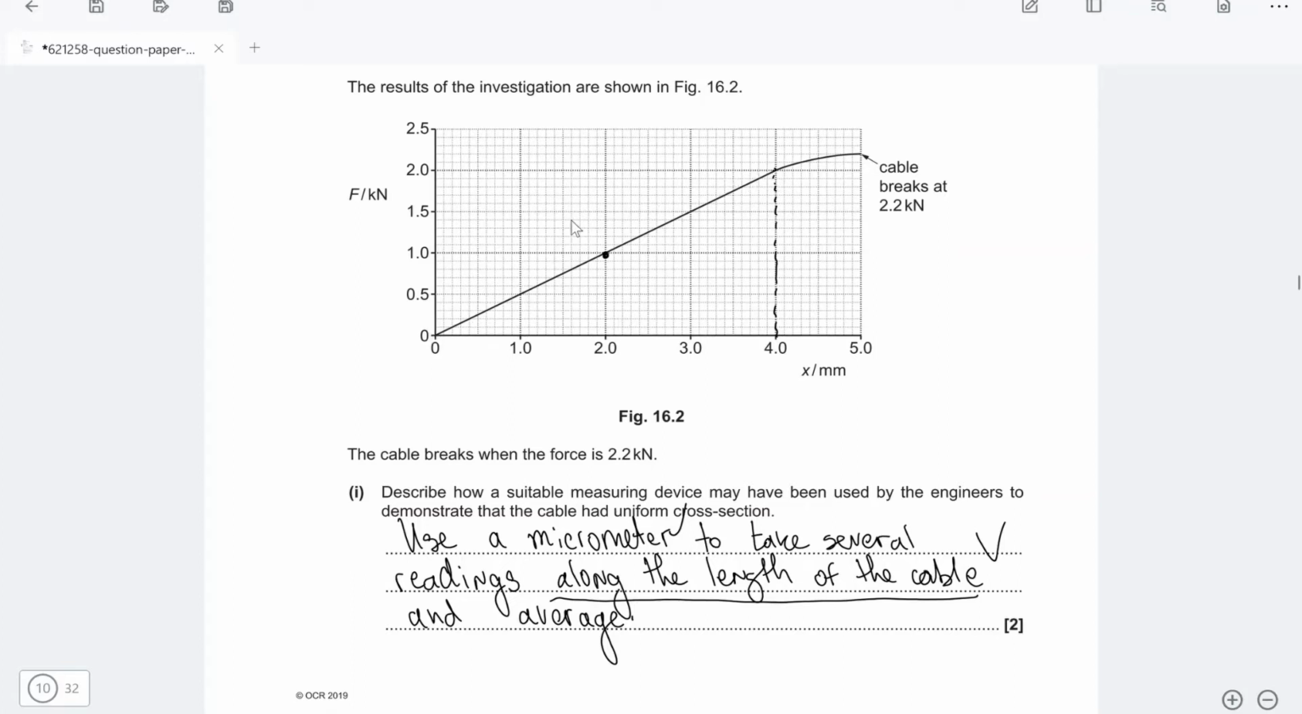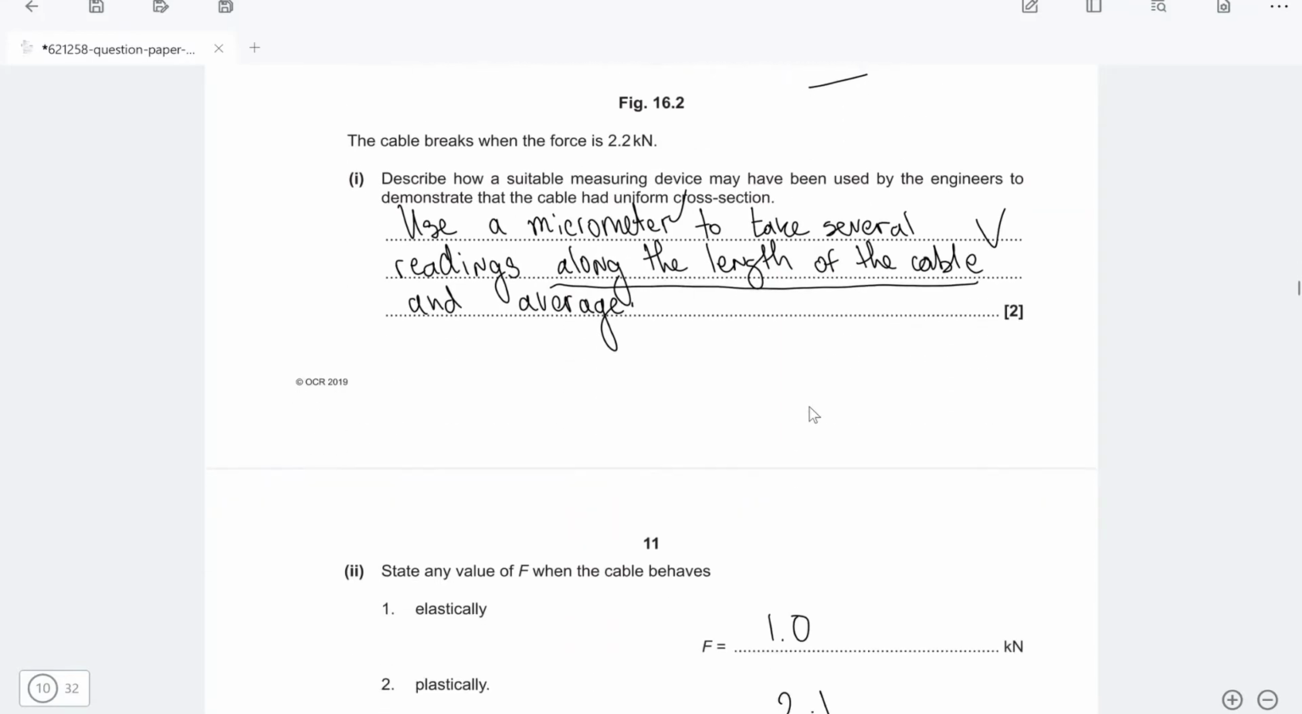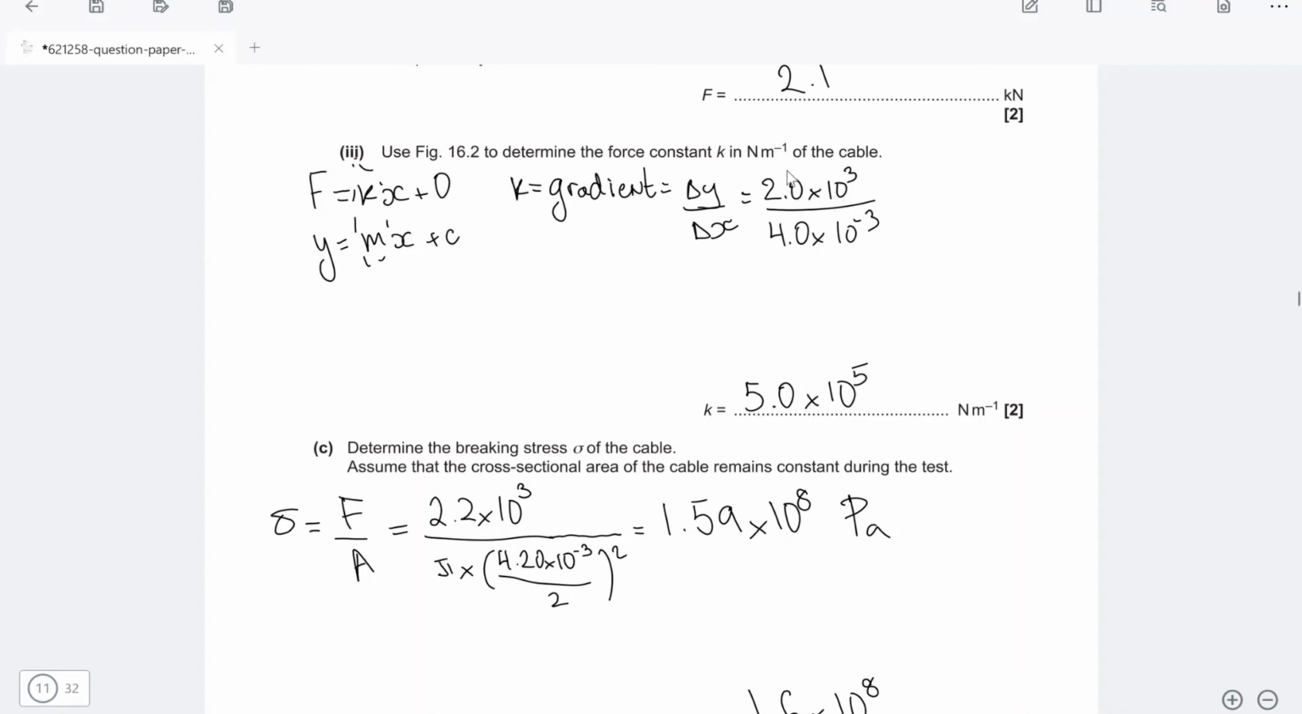And once again, I'm going to be quite careful with the units. So I have kilonewtons here, I have millimeters. So the gradient will be equal to 2 times 10 to the power of 3 divided by 4 times 10 to the power of minus 3. Doing those calculations, we get that K is equal to 5.0 times 10 to the power of 5 newtons per meter.